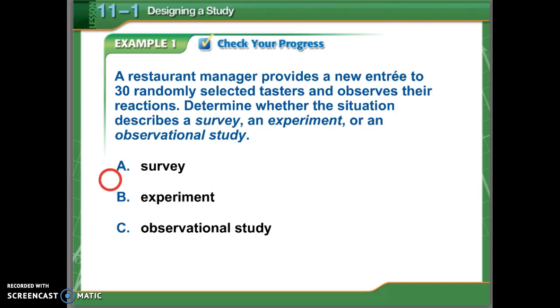Okay, our answer to this one is choice B. This is an experiment. They're giving something, a new entree, to people and observing reactions. So there's a new entree, and then obviously there will be the old entrees, the original entrees, which means it's an experiment because there's something new that's being introduced, and they're going to compare it to whatever their old menu was.